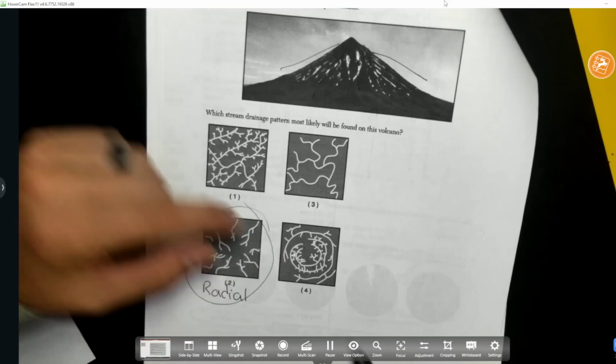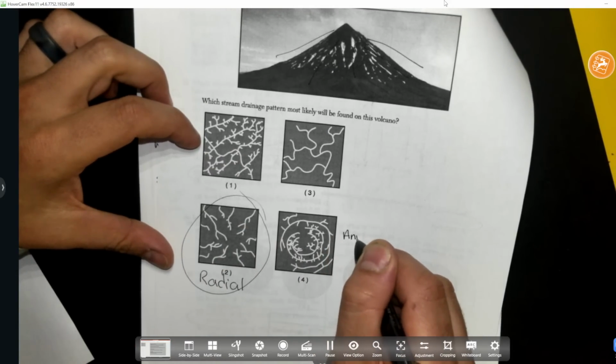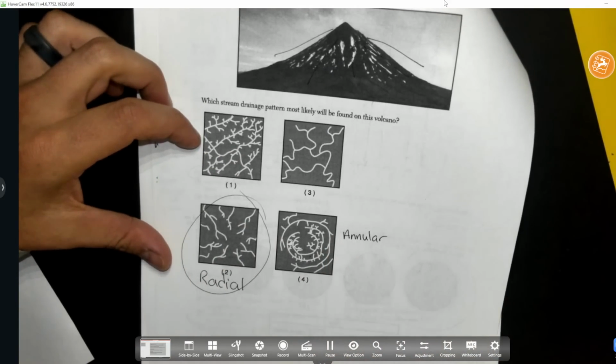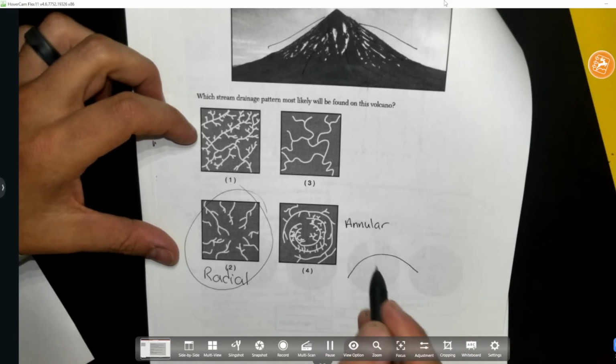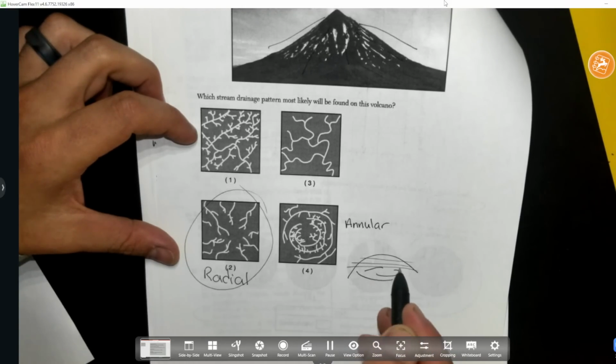But what about this one? This is referred to as annular. Annular means to go around the outside. Well, we had a hill, and that hill got eroded away. And when it got eroded away, all those harder layers underneath stayed behind. And the water has to travel through and around them. And that's why it looks like that.